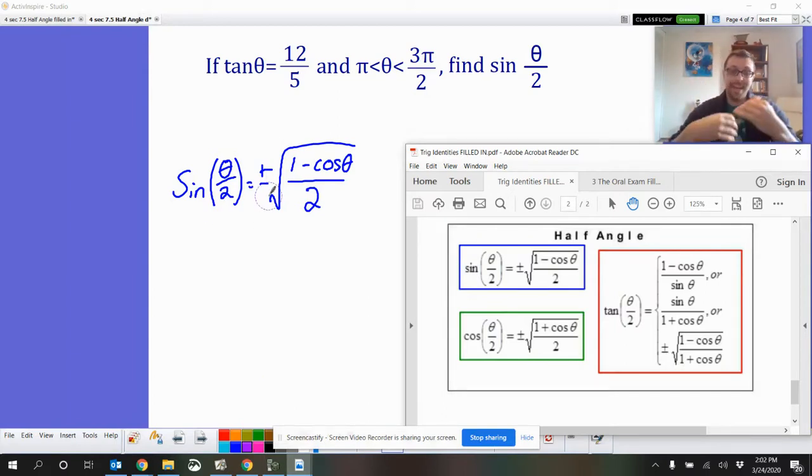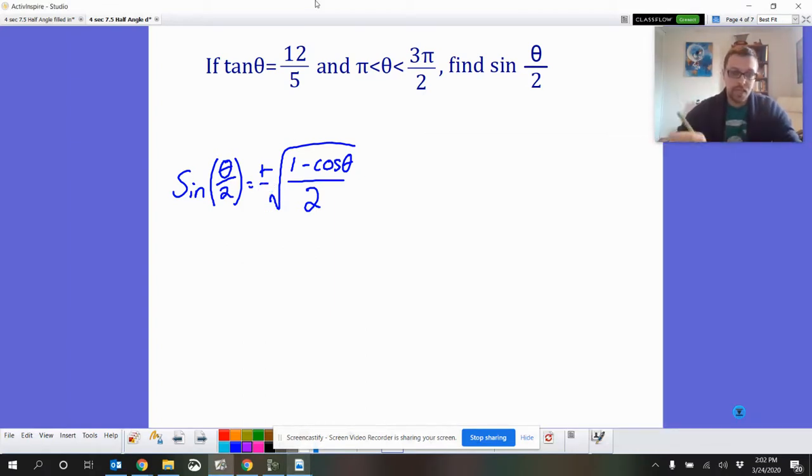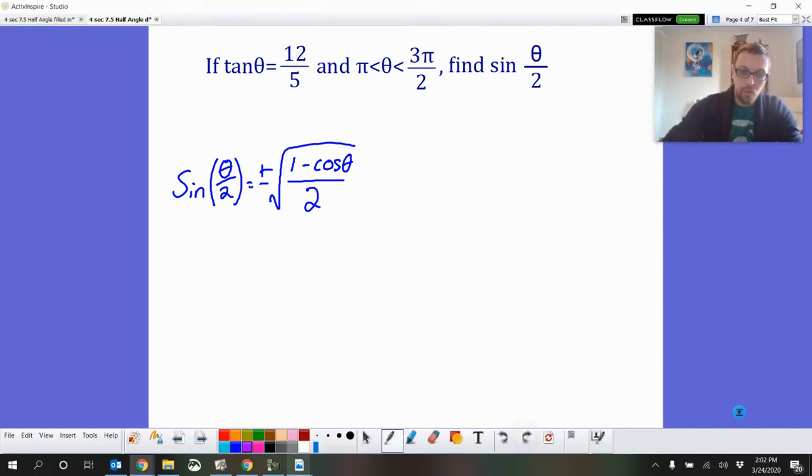The first thing I want to answer for myself is that positive or negative question. And for that question, I got to say, okay, well, where is theta over 2? And the thing is, they almost told me where it is. You see this right here? They told me where theta is, but I don't care where theta is. I want to know where theta over 2 is. What am I going to do?